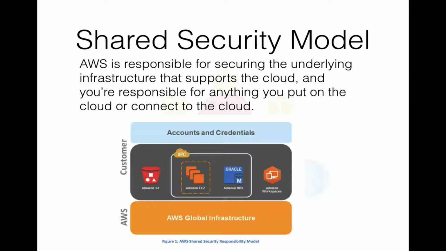So as you know, Amazon offer a shared security model. We have covered this briefly in the past. But AWS is responsible for securing the underlying infrastructure that supports the cloud, and you're responsible for anything you put on the cloud or you connect to the cloud. So if you have a look at this diagram, you can see that AWS are responsible for their global infrastructure or for the platform or infrastructure as a service, but then you are responsible for your S3 security, your EC2 security, your VPC security, your RDS security, your workspaces security. So that is a customer responsibility. So it's a shared responsibility model.